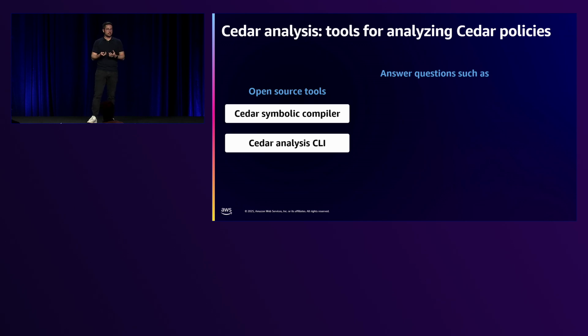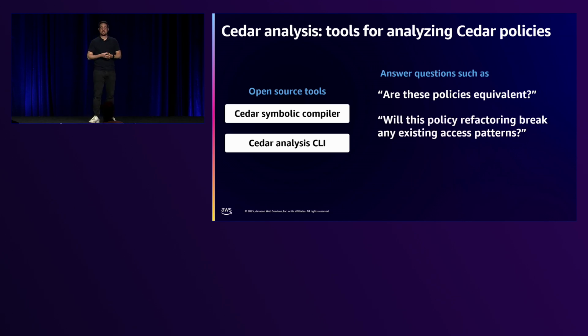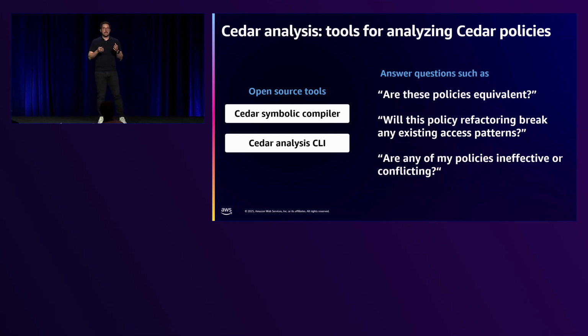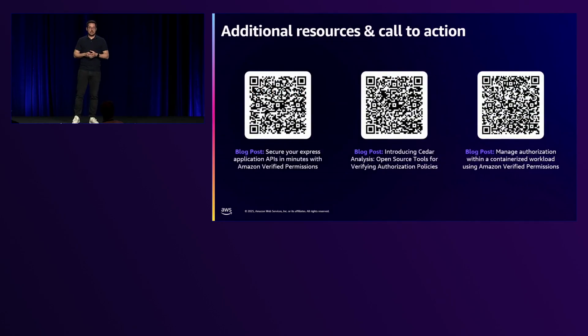And this could be, are these two policies equivalent? If you have more evolved policies, they might not look the same, but they might be the same. You can also think about, if you change something in your journey towards least privilege, will this policy refactoring break any of the existing access control patterns that I have in my application? Or are any of my policies ineffective or conflicting? So this is also helpful, and you can have a look at the Cedar symbolic compiler and the Cedar analysis CLI.